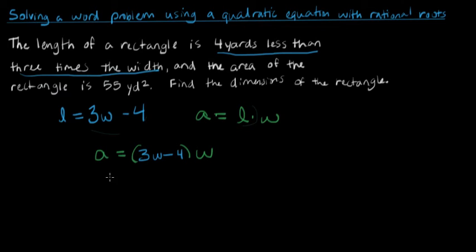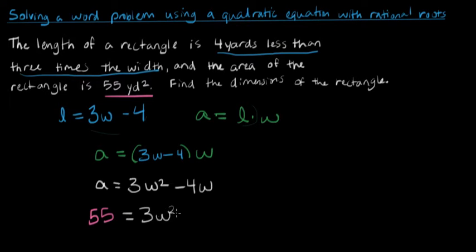So let's go ahead and multiply this out. So we get area equals 3w squared minus 4w. Okay, very good. So now I want to go back and look at what the area is equal to, and it tells us that the area is 55 yards squared, right? So 55 is the area. So we can put that into our equation and we'll get 55 is equal to 3w squared minus 4w.